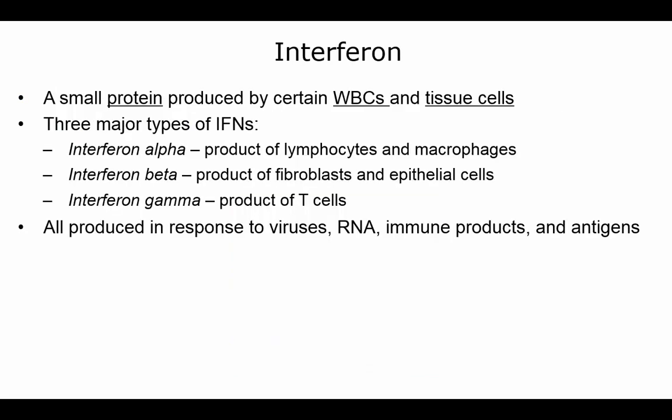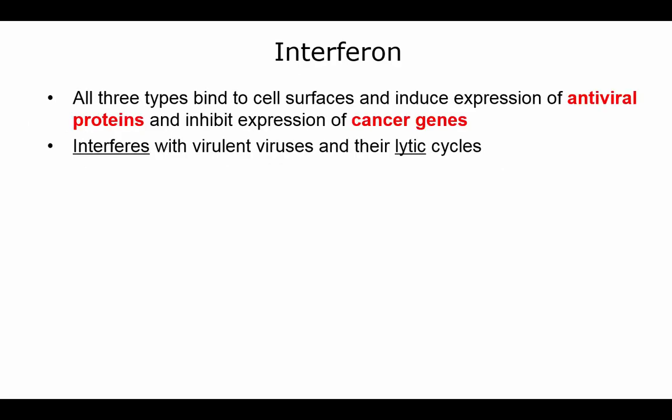Objective number 8 also mentions what we call interferons. They play a role in your immune system. So what interferons are is that they're small proteins. They're produced by certain white blood cells, and their job is to interfere. So it mentions that they typically are produced in response to viruses, to RNA, some other types of antigens that may be produced, but again, their job is to interfere with viruses.